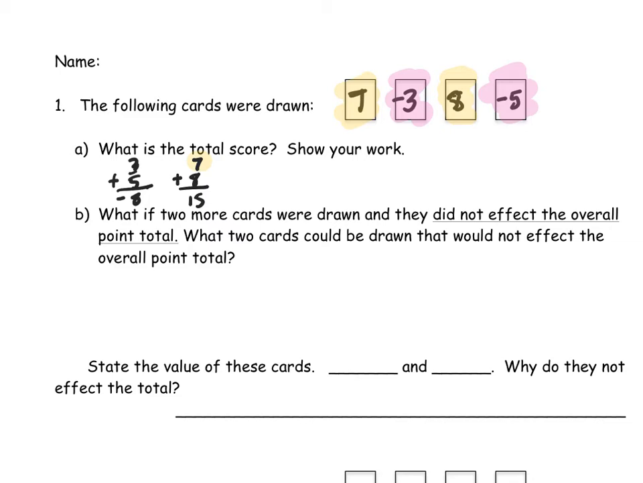But I need the total score. So now I'm going to add my -8 and my +15. Now I have different signs, and that means I have to take the number with the highest absolute value and subtract the number with the lowest absolute value. And then once I'm done, I have to look and see which one of those numbers had the highest absolute value, which in this case was 15, and I keep the sign. So my answer is +7.